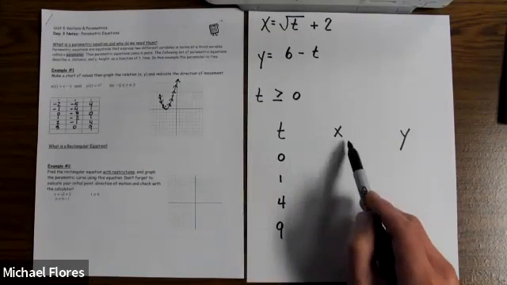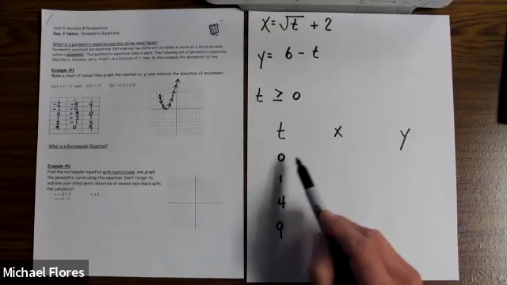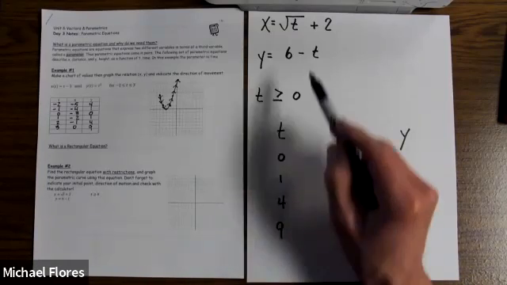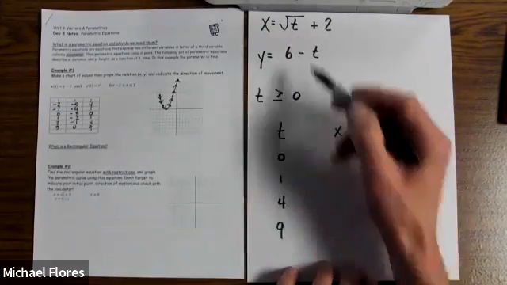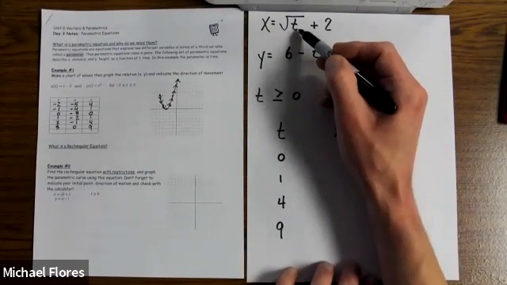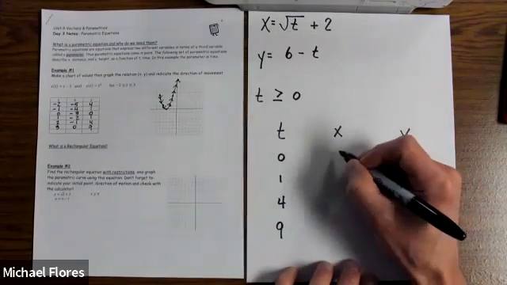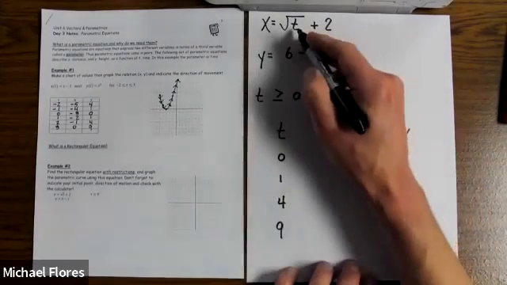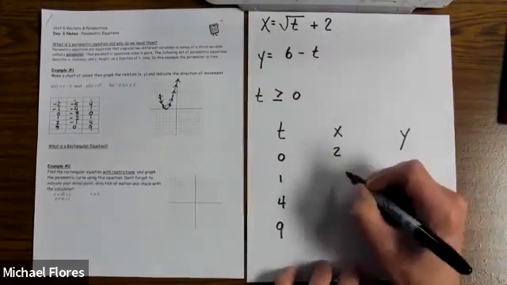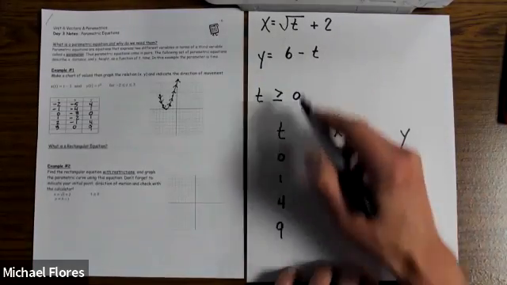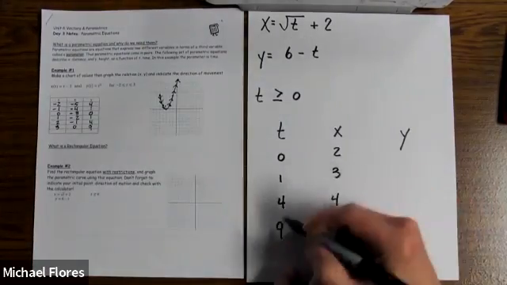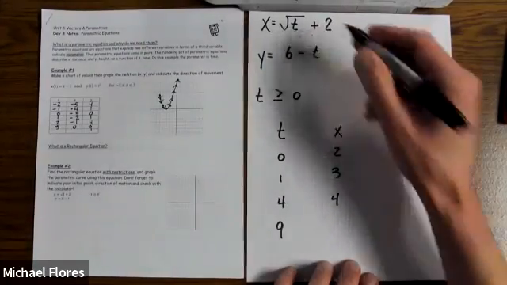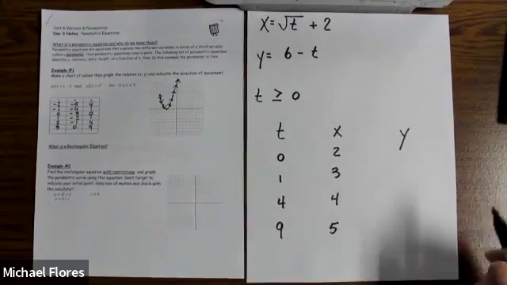Now to figure out what is the x value at 0 seconds, we would then take 0, plug it in here, do the math, and that would give us the x value. So plug in 0, the square root of 0 is 0, and 0 plus 2 is 2. Plug in a 1, square root of 1 is 1, 1 plus 2 is 3. Take a 4, plug it in, square root of 4 is 2, 2 plus 2 is 4. Square root of 9 is 3, 3 plus 2 is 5.